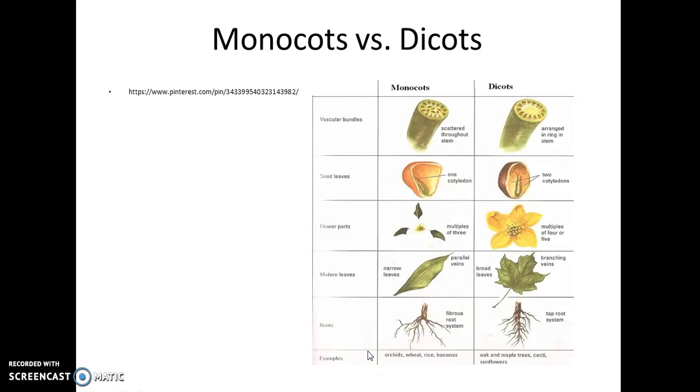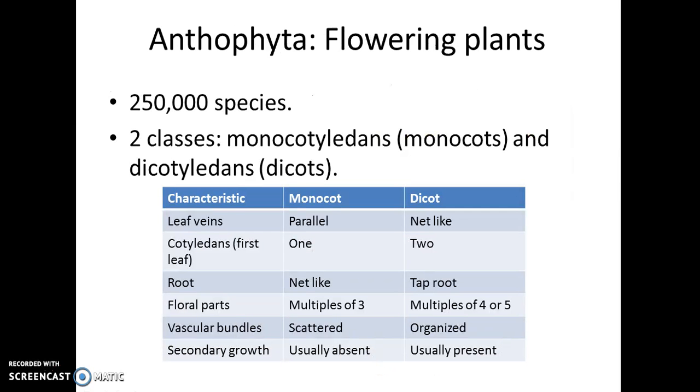Secondary growth, that means you get wider. Secondary growth in monocots is usually absent. In dicots, it's usually present, so dicots can get wider. Hit pause, get this table down.